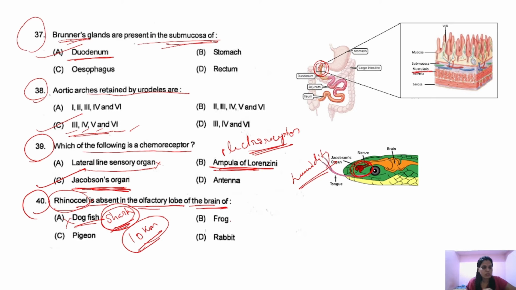Option B is frog. Frogs have a poor sense of smell, but frog also have rhinocell. Rabbit, they have it. Option C, that is pigeon. Pigeon don't have rhinocell. So in case of pigeon, rhinocell is absent. So option number C will be the right answer.